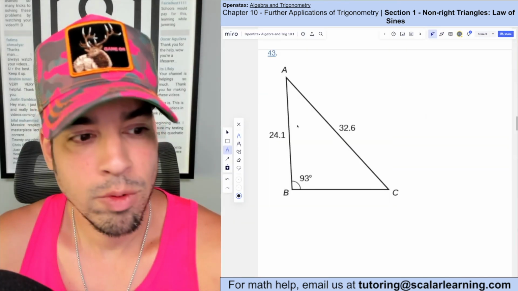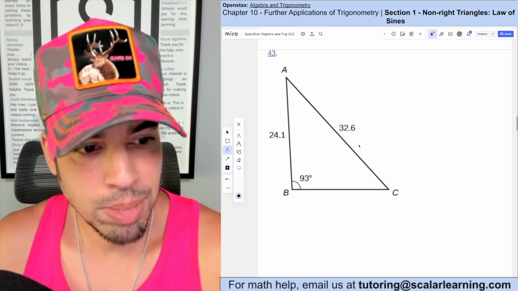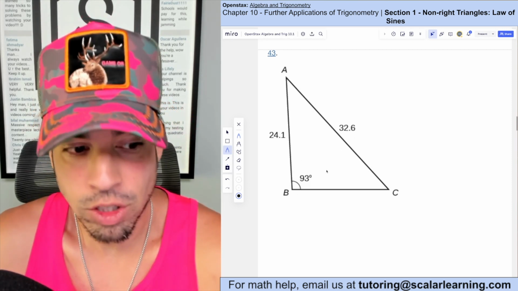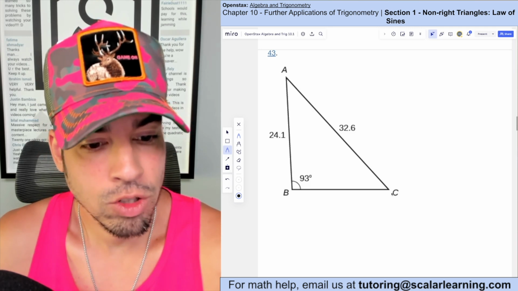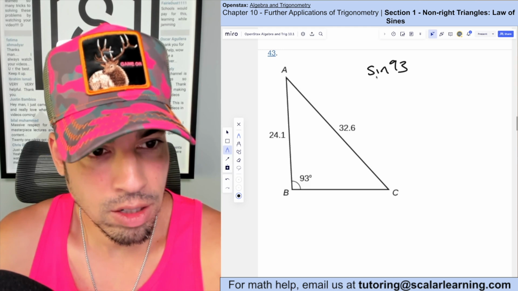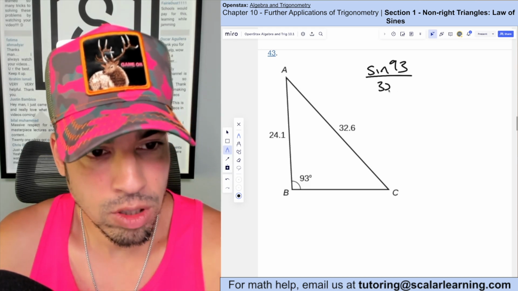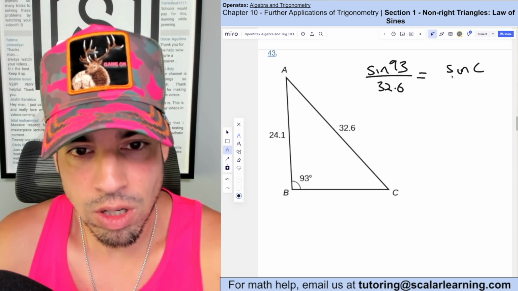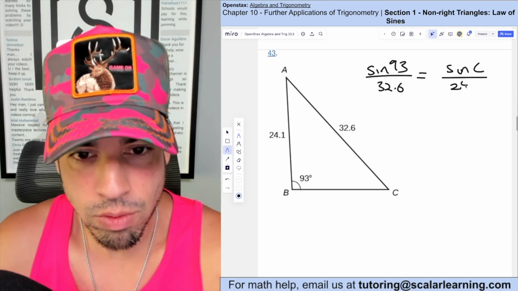Done. So for this one, we're meant to solve for all of the remaining pieces of the triangle. So we got side, side, angle. This could be a two triangle situation, so let's check that out now. We're going to start by solving for angle C. So we got sine of angle B, which is 93, over the opposite side, 32.6, is equal to sine of angle C, which is unknown, over its opposite side, 24.1.